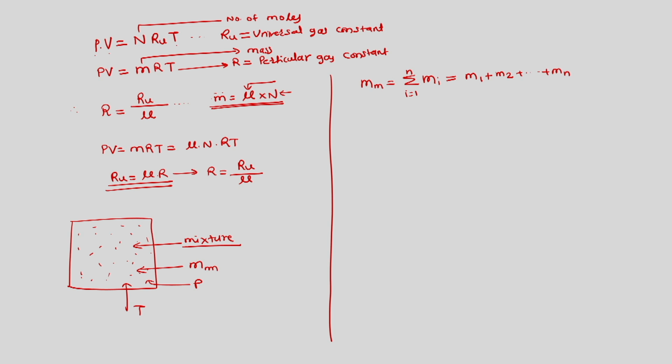So we can write the mass fraction of any one species, say species 1, mf1, which is called the mass fraction of species 1, equal to m1 divided by mm. In general, mfi is equal to mi divided by mm, or equal to mi divided by sigma mi.